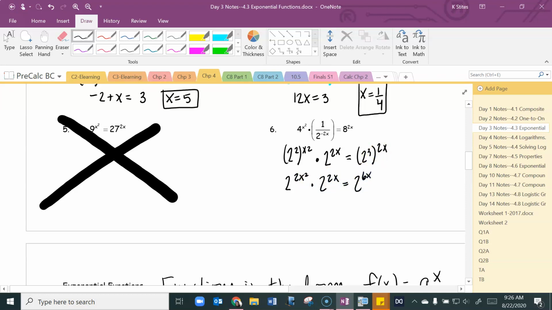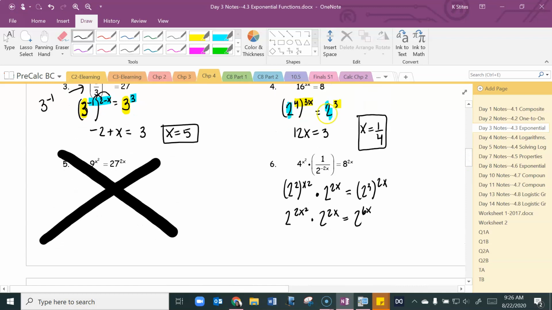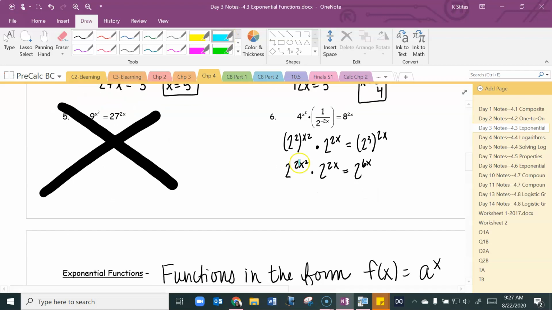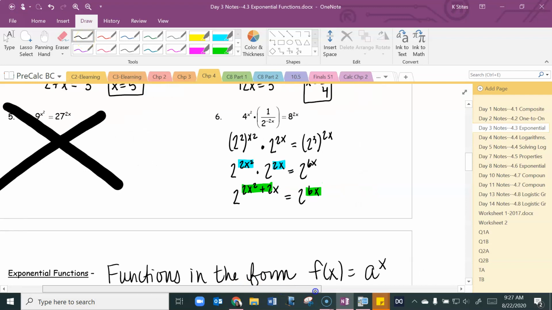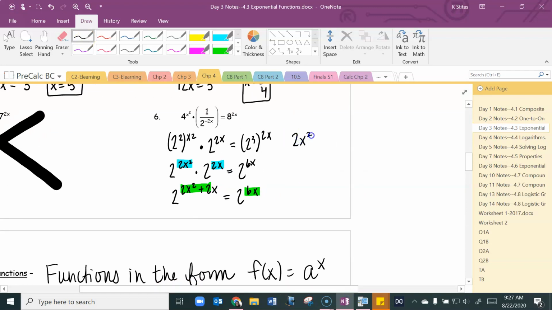All right, this situation is different because up here you just had the one base on either side. Now we have all of these 2's. So we still need to use our laws of exponents, and because we are multiplying here, our exponents are going to add. So this is really 2x squared plus 2x for our exponent. Now, once it's written like this, we can go ahead and set these exponents equal to each other. So 2x squared plus 2x equals 6x.